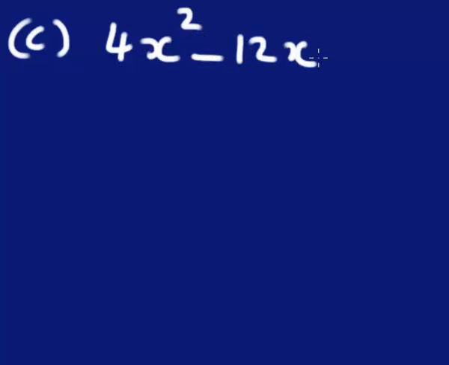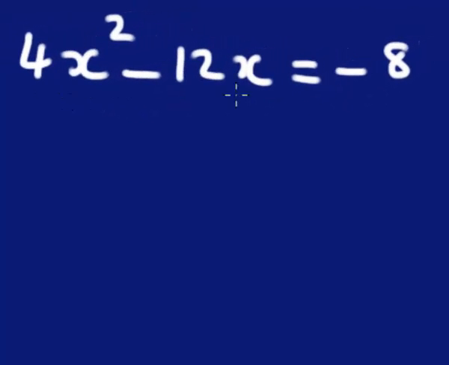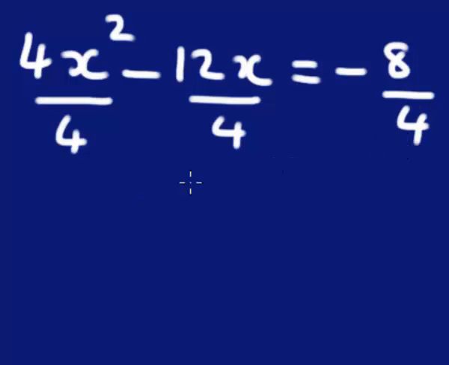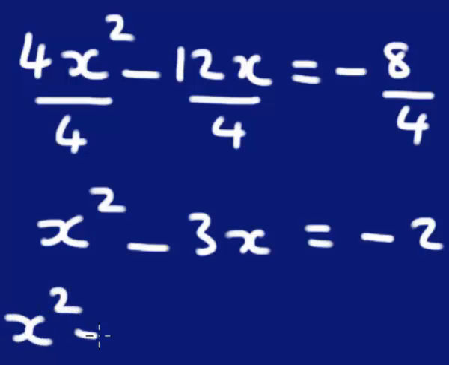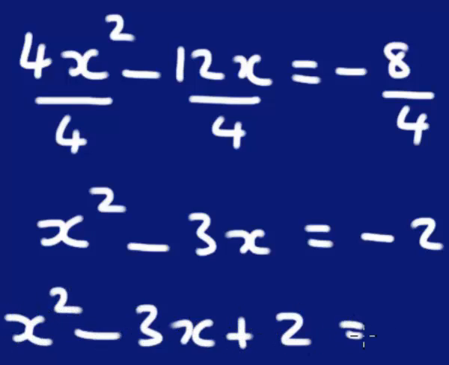Number C here. If you've got 4x squared minus 12x is equal to negative 8, well, notice that in this quadratic equation there's a common factor of 4, so I guess it would be worthwhile dividing throughout by the number 4, the highest common factor. Now your equation simplifies to x squared minus 3x is negative 2. Bring the negative 2 to the left, and look what you've got, a trinomial.